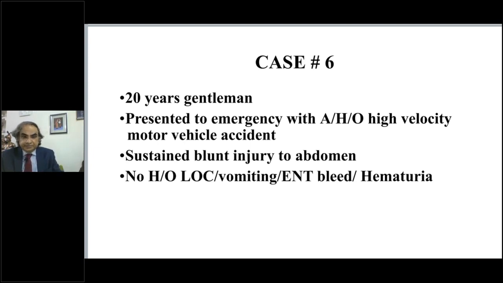So a 20-year-old gentleman presented to the emergency with alleged history of high velocity motor vehicle accident. He sustained blunt injury to the abdomen. There is no history of loss of consciousness, vomiting, ear, nose, throat bleeding, or hematuria.